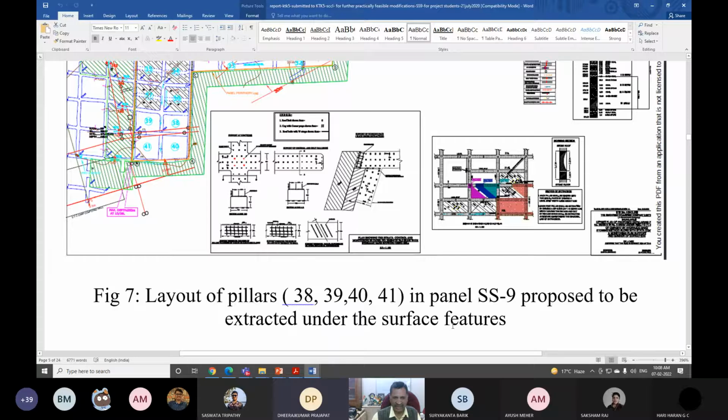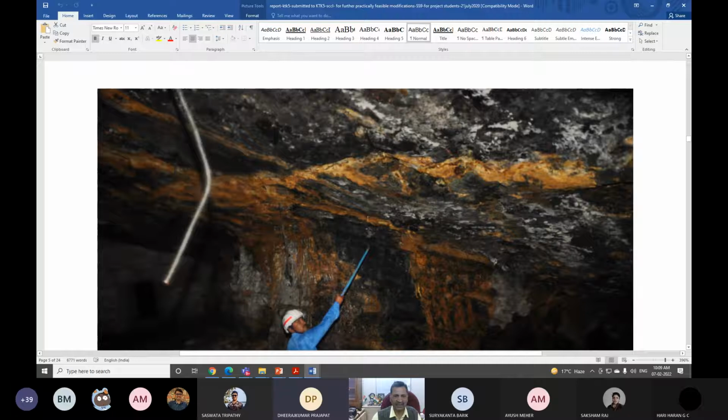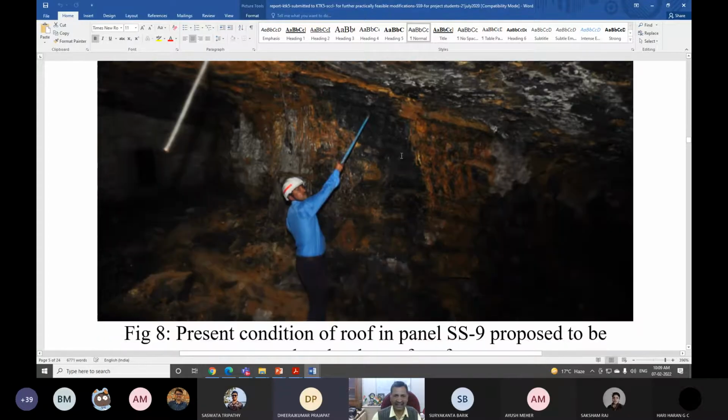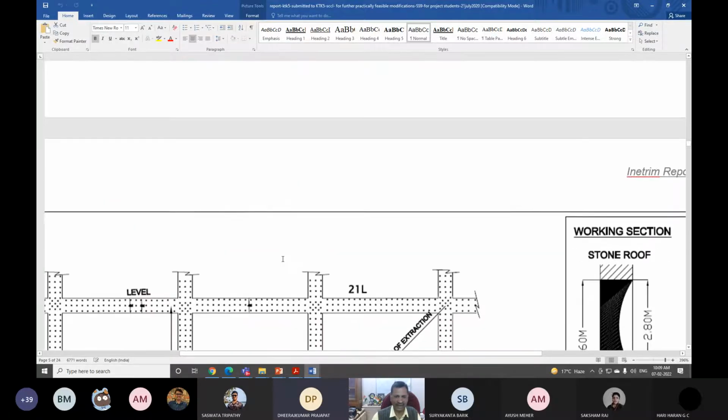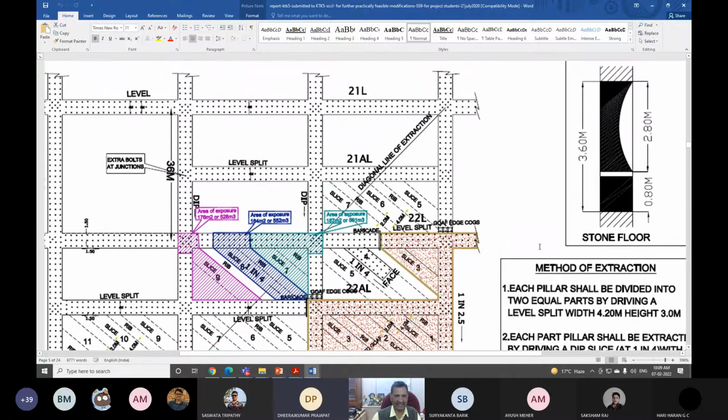It is proposed to be extracted under the surface features, and that is how to design. Now you can see one of our surveyors showing for me, and I was taking a picture of him. Here you can see how the roof is, and your pillar situation, and how much inclined it is. You can get an idea of the inclination. That is the reason we were going with this type of extraction, my beloved students.